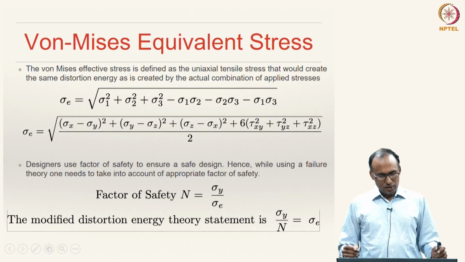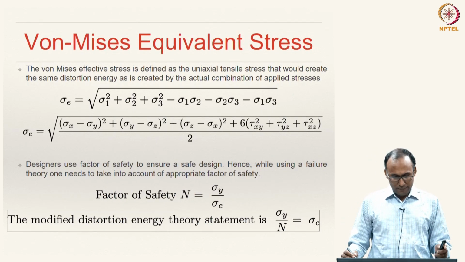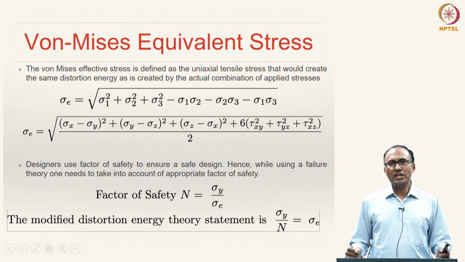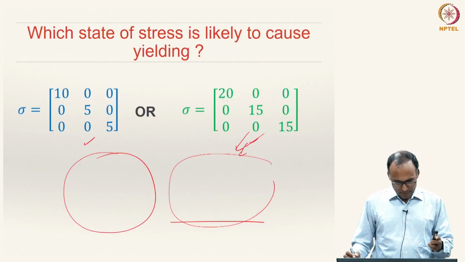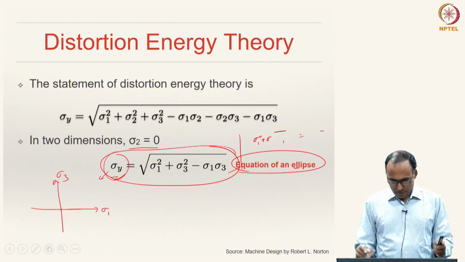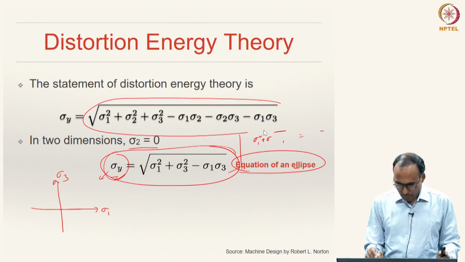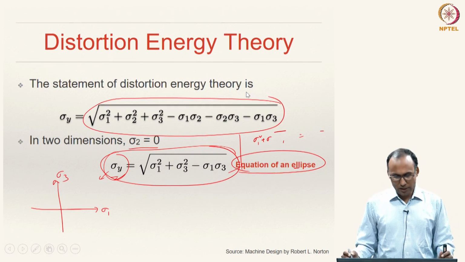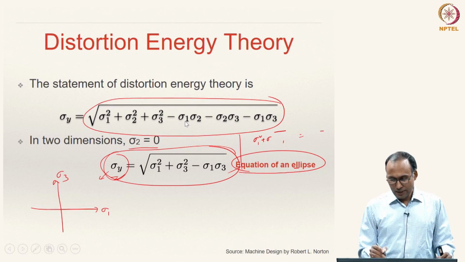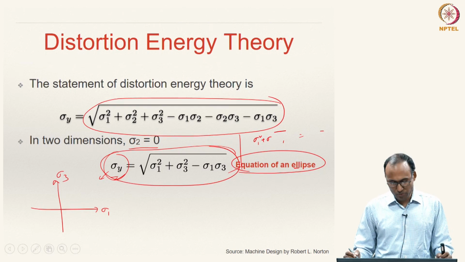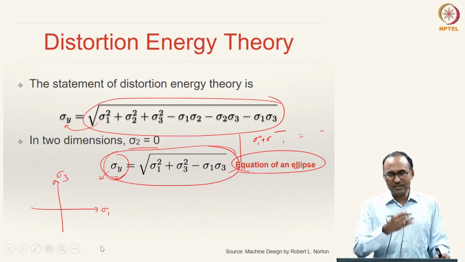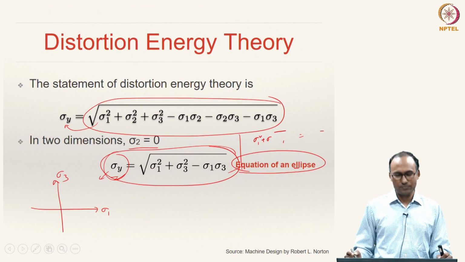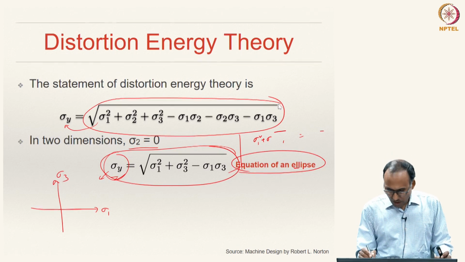All right. So, now the distortion energy theory equation states that this stress, which is a complex expression taking into account sigma 1, sigma 2, sigma 3, the elements of the principal stress tensor, is compared with a scalar value. Sigma y, the yield strength, is a scalar value, right, it is only one number. So, this is also a scalar.